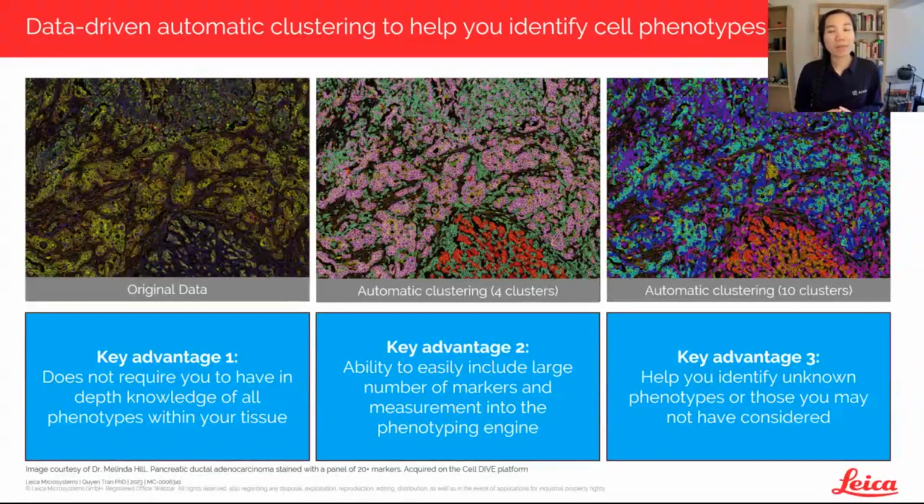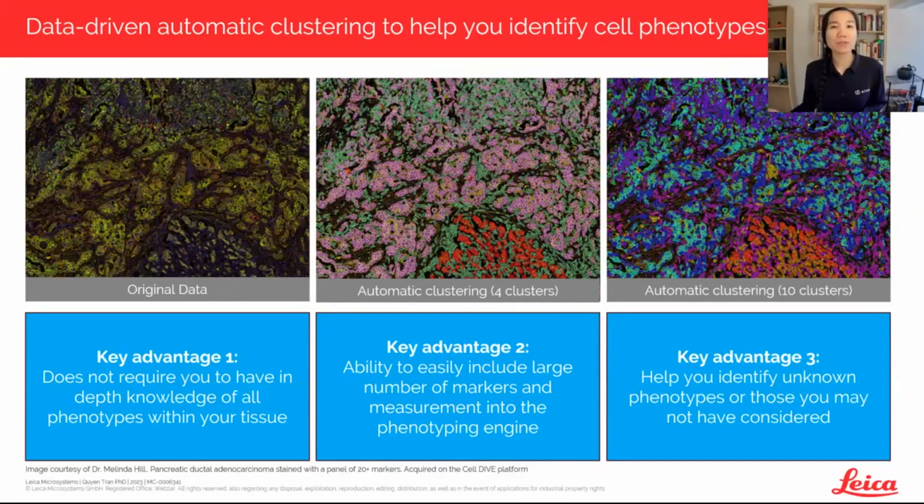This technique of automatic clustering does offer some key advantages for you. One, it doesn't require you to have in-depth knowledge of all the phenotypes that are present within your tissue. You can be selective about the markers you want to use, but that next level of knowledge, which marker, which amount of expression is critical for each phenotype, is not required here.